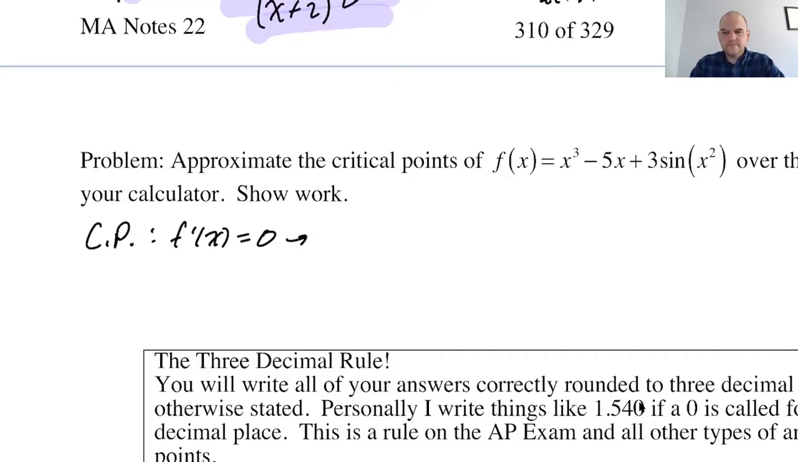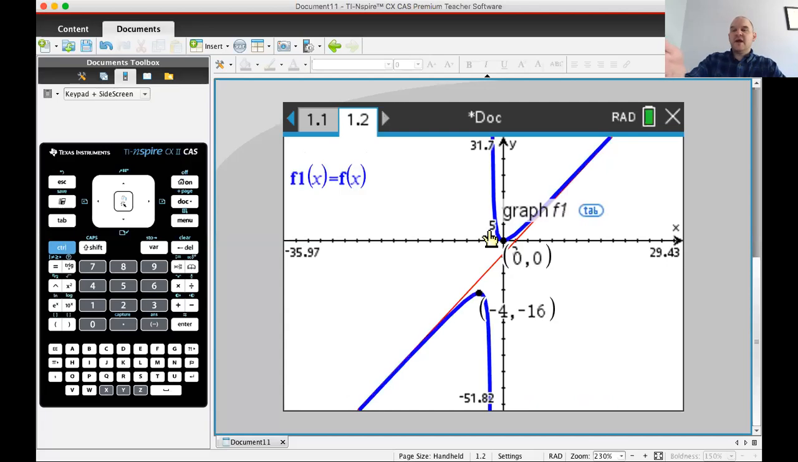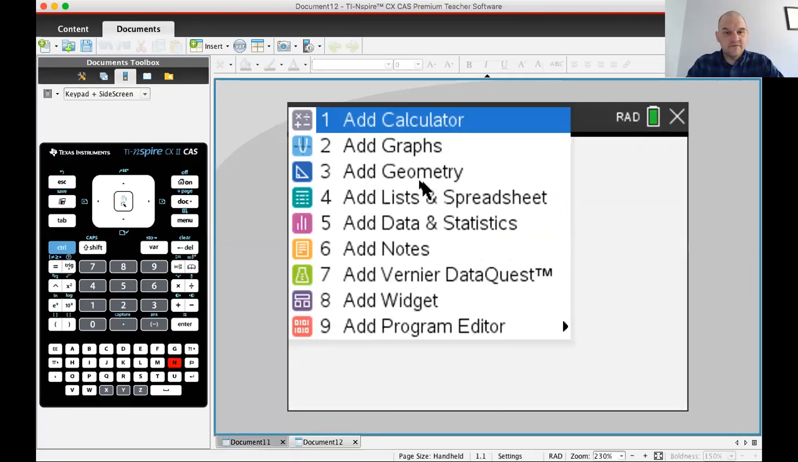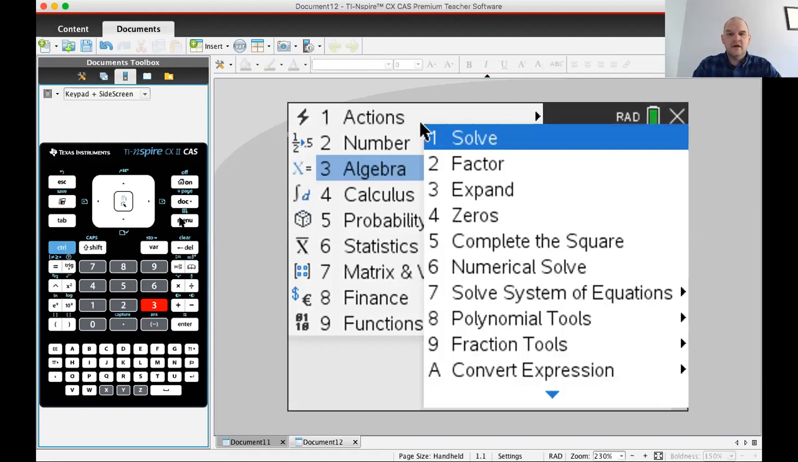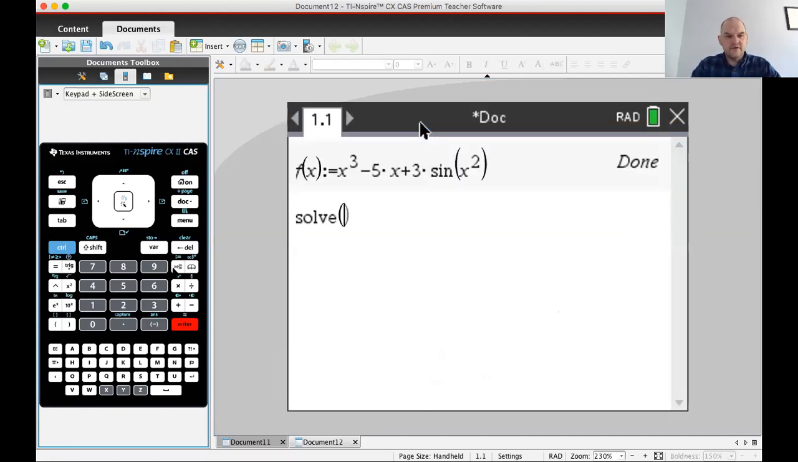So share this. This is the graph that gave me so much trouble in the last video. I'm going to start a new document, put that in the past. F of x is x cubed minus 5x plus 3 sine of x squared. Okay, so this is our function. We want the critical points on the interval from -2 to 2.5. Let's just see if the calculator can do it, right? So let's do menu 3, 1. We're going to try to solve the derivative.